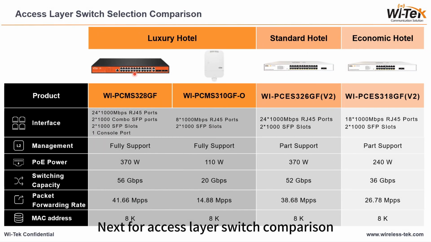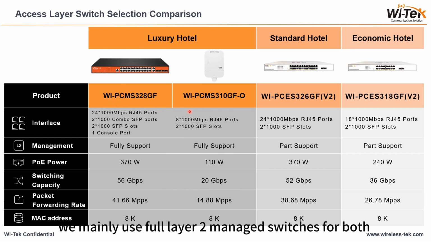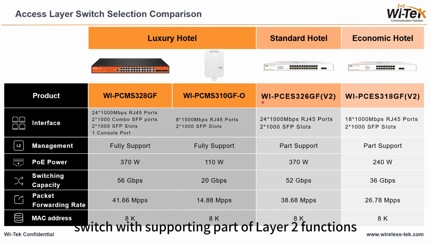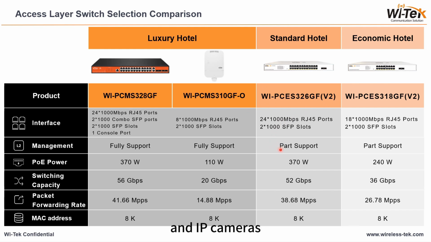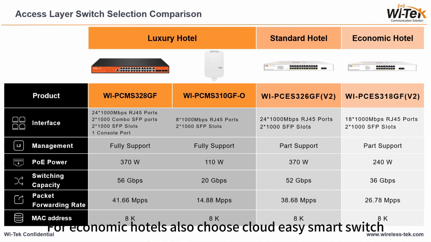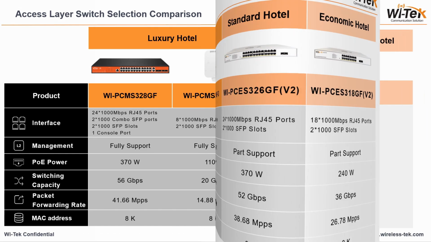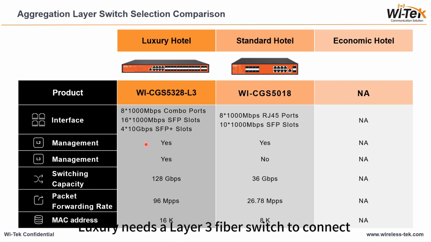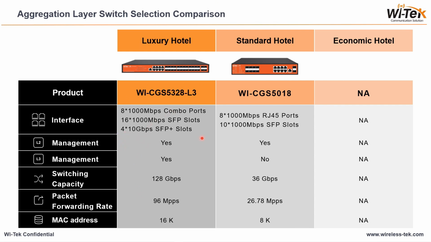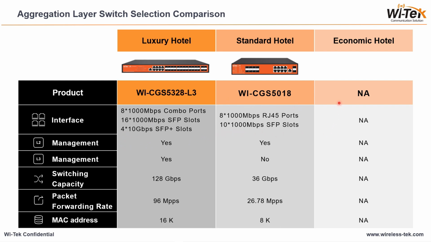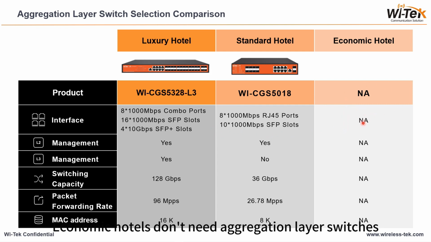Next, for access layer switch comparison. For luxury hotels, we mainly use full layer 2 managed switches for both indoor models and outdoors. Standard hotels mainly use PCES 326GF as the access layer switch, supporting part of layer 2 functions. For economic hotels, also choose Cloud Easy Smart switch. The next comparison is for the aggregation layer switch. Luxury needs a layer 3 fiber switch to connect access layer switches. For standard hotels, we recommend a layer 2 managed fiber switch. Economic hotels don't need aggregation layer switches.